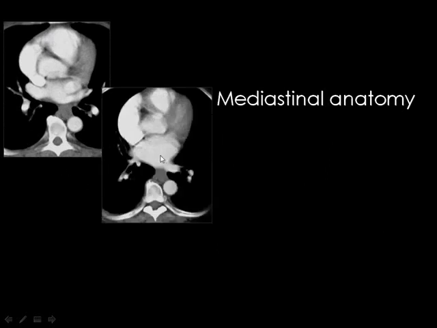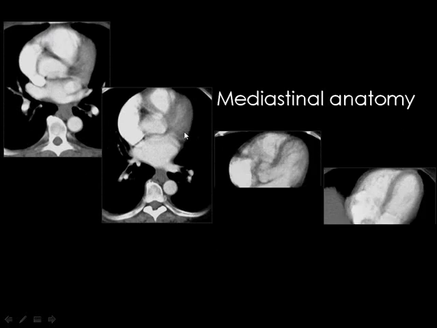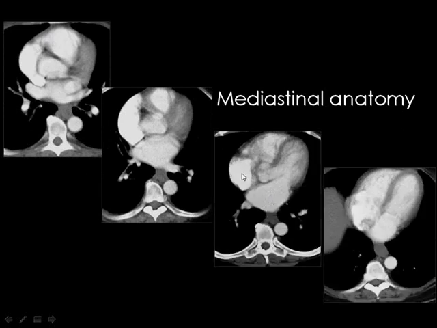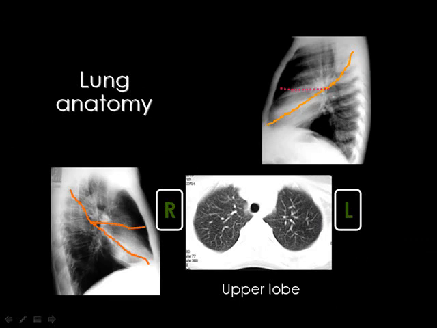Lower down, left atrium, right ventricle, left ventricle. Lower down, left atrium, right ventricle, left ventricle. And this is the site of entrance of the inferior vena cava coming from the abdomen into the right atrium. And this is the dome of the liver and the diaphragm. Then you finish with the mediastinal anatomy.